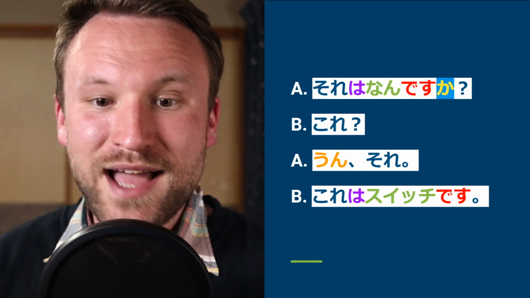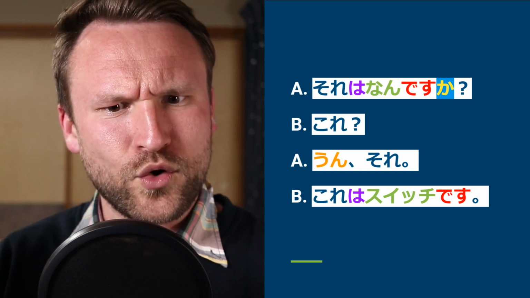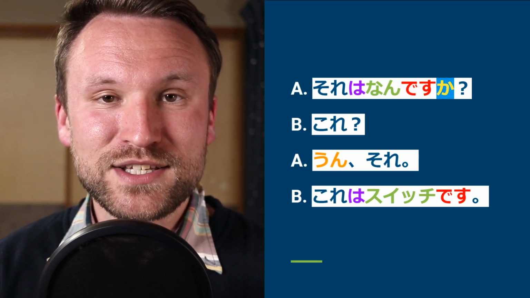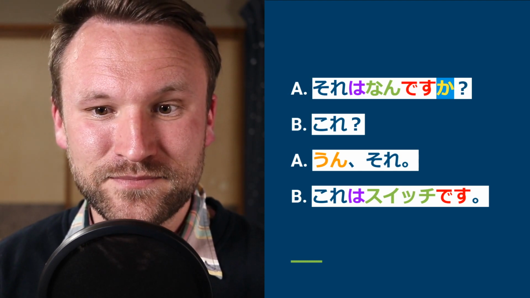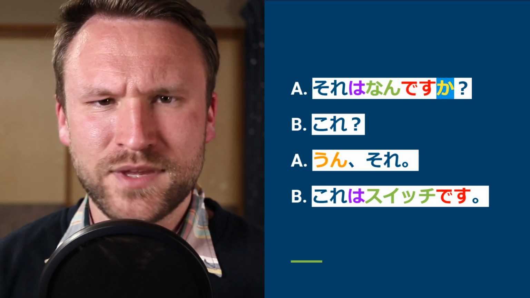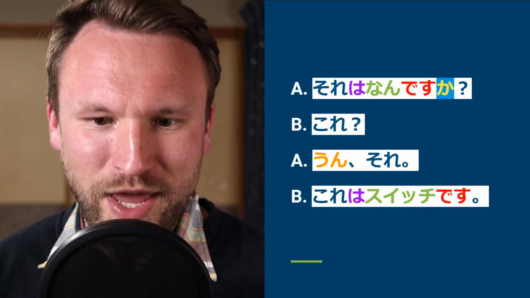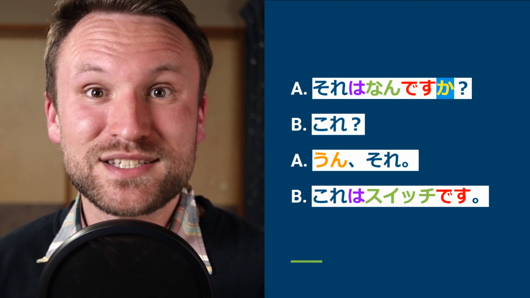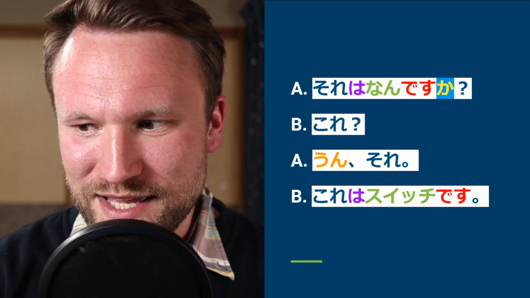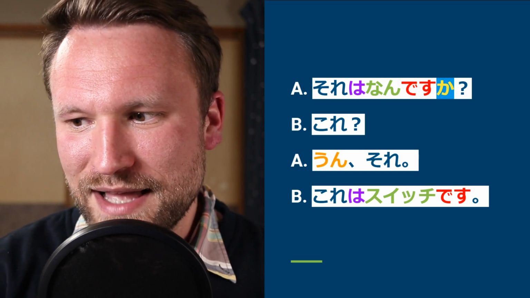それは何ですか?これ?それ。これはスイッチです。Let's go at a normal pace. それは何ですか?これ?それ。これはスイッチです。Alright. Some of you might already know what I'm saying, but let's go over it line by line.